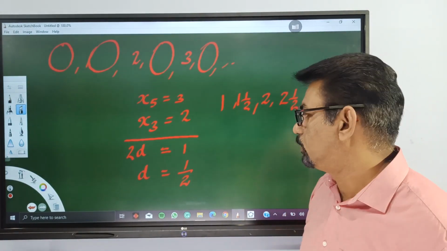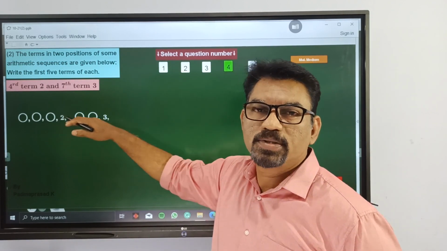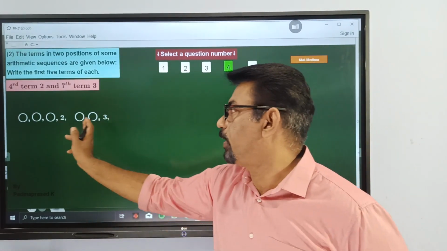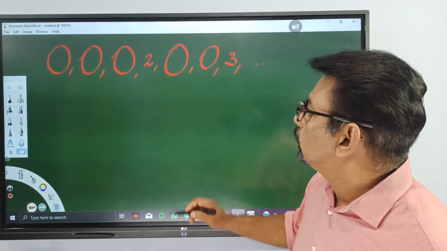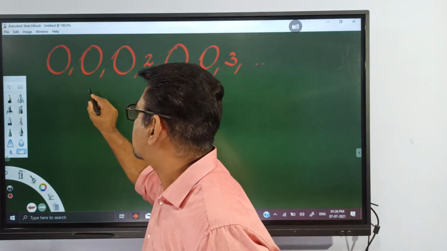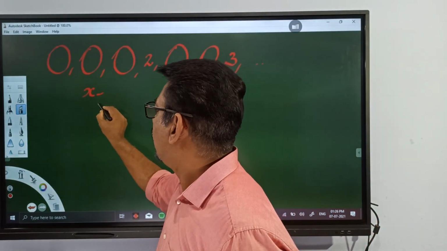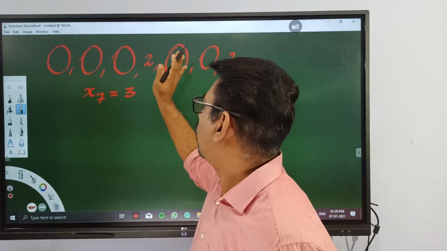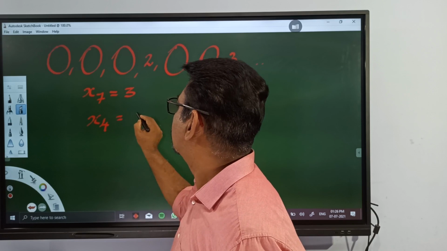Right? Very simple. In the fourth problem also, we are given an arithmetic sequence in which a few of the terms are missing. Here the fourth term is 2 and the seventh term is 3, and we have to find out the other missing terms. So here this is the fourth term, this is the seventh term. Let us write the higher order term first. That is x7, it is 3. x7 is equal to 3, and the lower order term is the fourth term, that is x4. x4 is equal to 2.